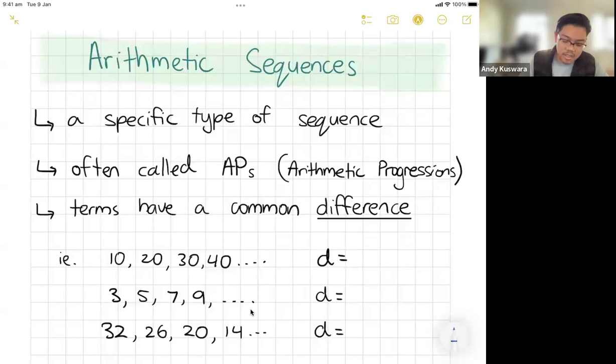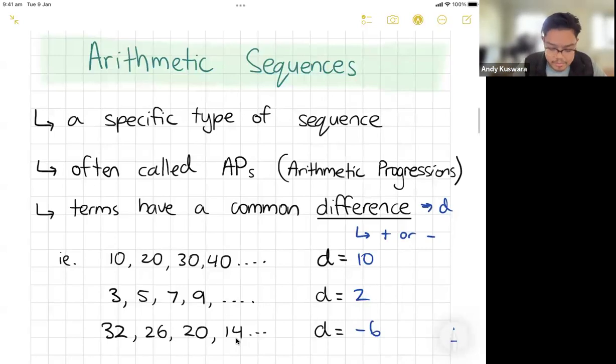So you can see for this first one, 10, 20, 30, 40, the common difference, which we usually denote as D, is 10. I'm going up by tens every time. In the second one, 3, 5, 7, 9, that's a bit easier. The common difference is 2. And for this last one, I'm actually minusing 6 every time, so my common difference for that sequence is -6. So the common difference can go up or go down, but I'm adding or subtracting. I'll make a little note here: it's plus or minus. That's the way that we determine that.